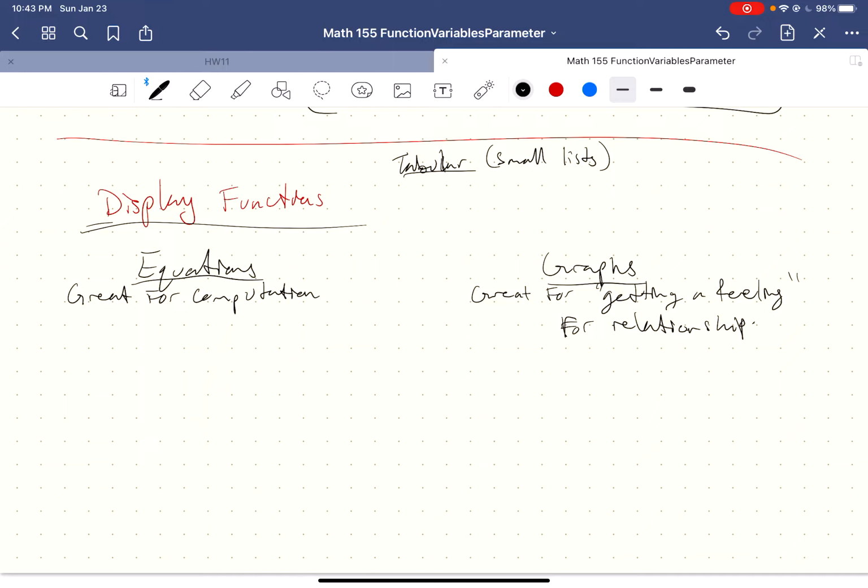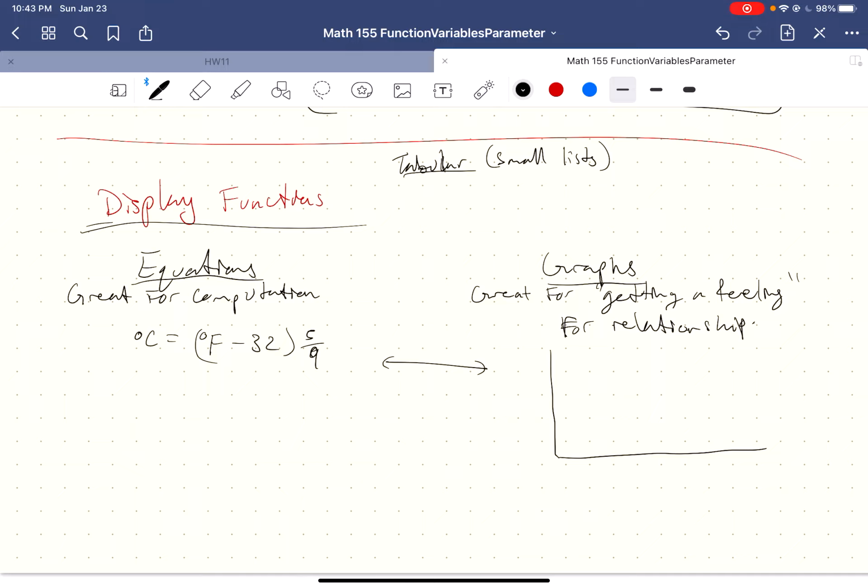Equations, for those who have been doing math for a while, you start to get a real feel for it at that level as well. It's still a little bit harder, but they're fantastic for computation. So, for example, degrees Celsius is you take your degrees Fahrenheit, subtract 32, and then multiply that by 5/9.